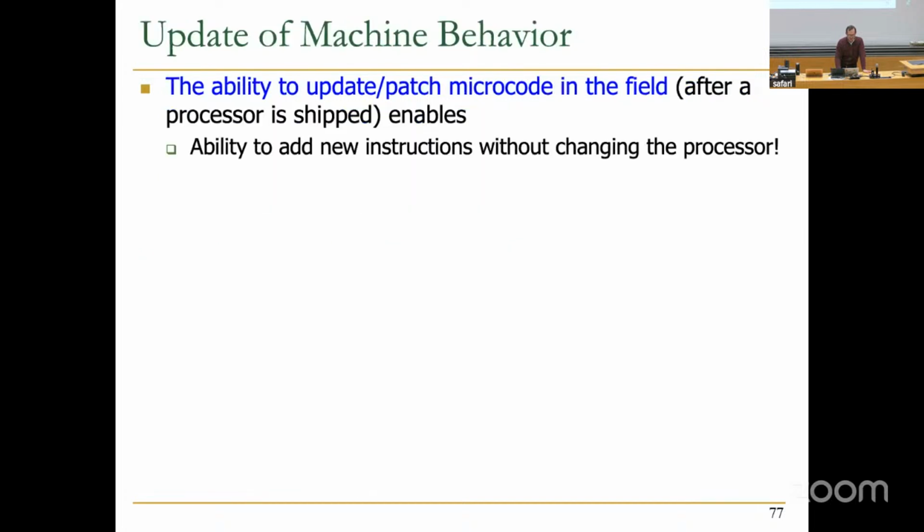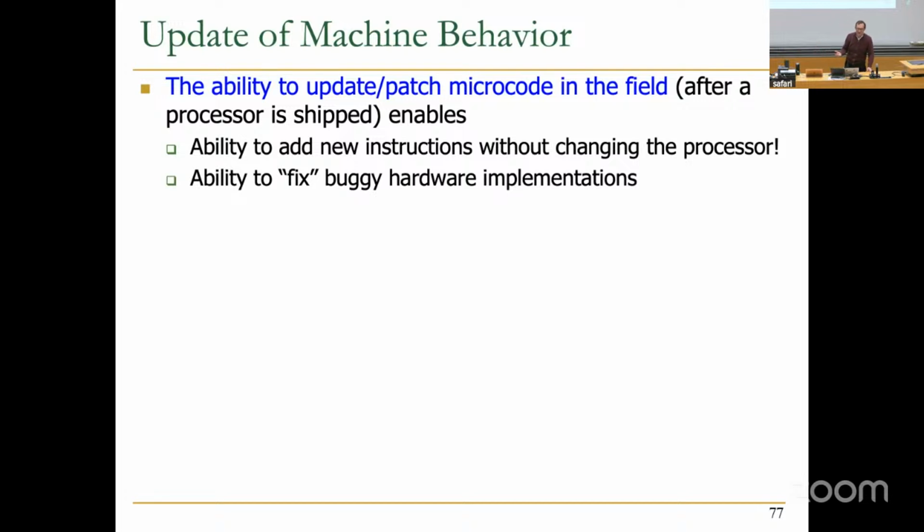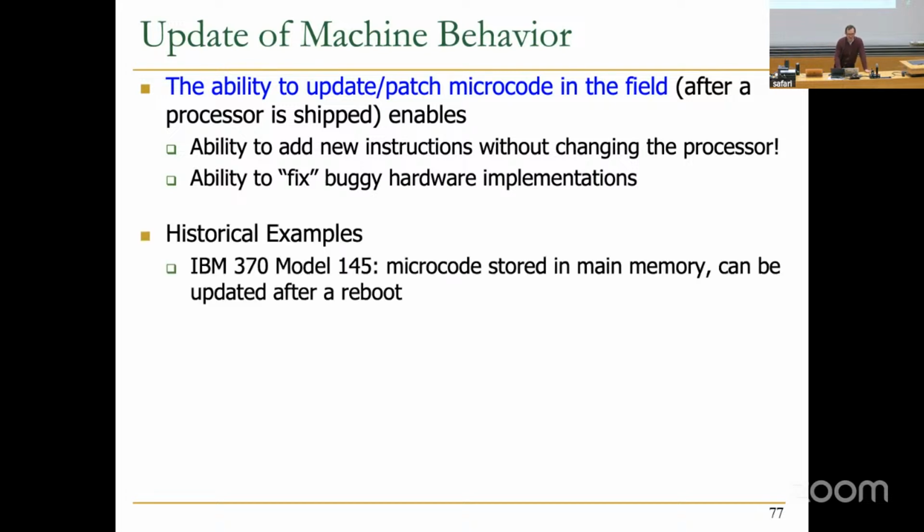So essentially, the ability to update or patch microcode in the field enables the ability to add new instructions without changing the processor, which is very nice because of that indirection that we discussed. It also gives the ability to fix buggy hardware implementations, and the ability to provide a mitigation for security concerns, for example. And there are many historical examples of this.